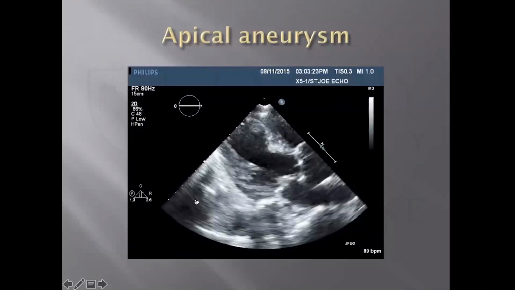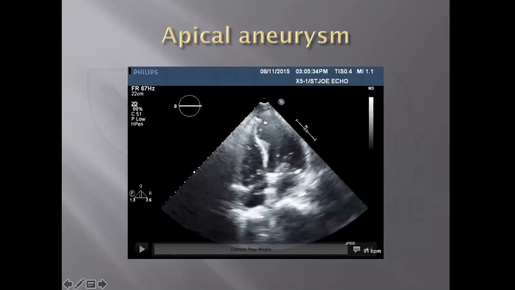So this is an example of an apical aneurysm, you see the entire apex is dilated and thinned out right here. Again, you see that here, thin. You may see scar in these. You may see a clot. You don't see it here, but you may see clot adherent to the apex. Sometimes you need echo contrast to distinguish this.